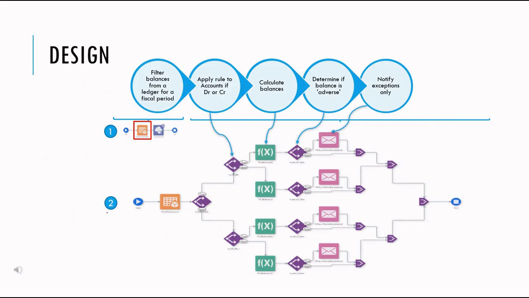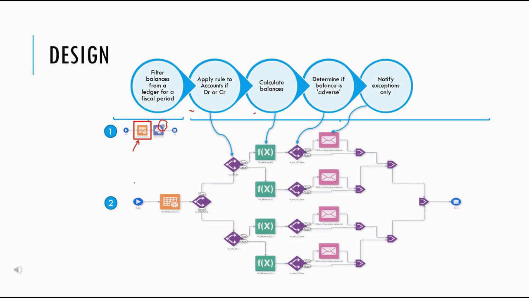So the first part will be deriving or filtering the balances, and for each of those records we will iterate a process. That is precisely what this is. The first section is basically a data request on F0902, depending on what company it is and so forth. Then for each of those records, a process will iterate by applying rules, calculating balances, determining if the balance is adverse, and then sending a notification.